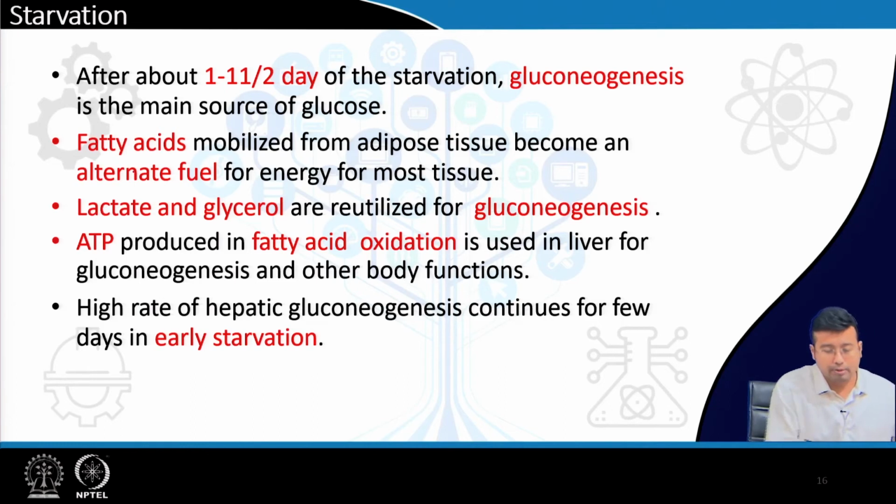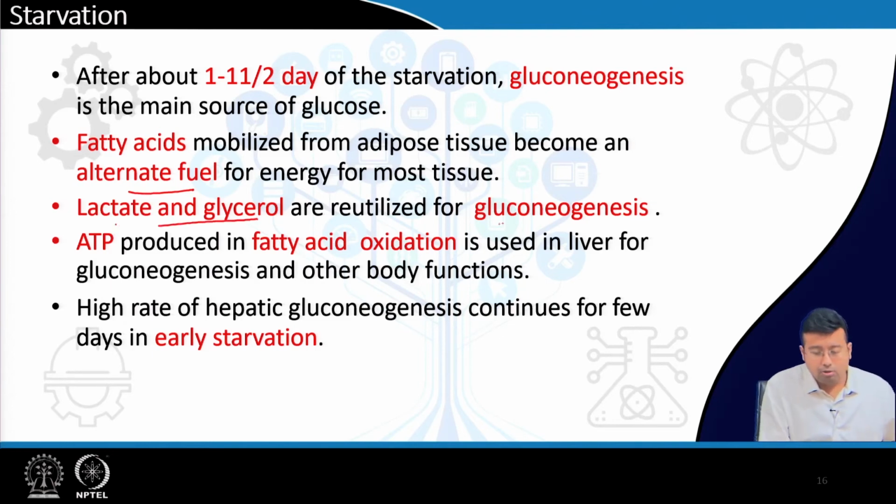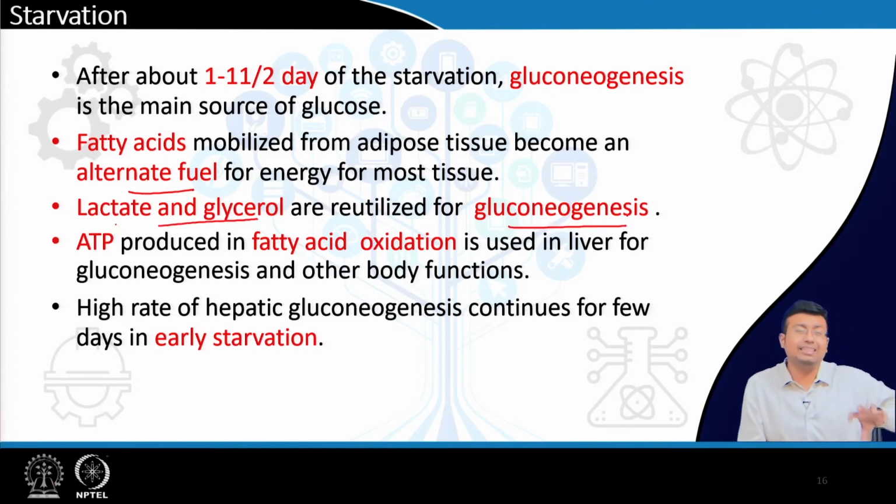Fatty acids are mobilized from adipose tissue and become an alternative fuel for energy for most tissues, as well as lactate and glycerol are reutilized for gluconeogenesis. Why? See, after the entire carbohydrate source is done with, the body will try to search for alternative sources of energy, and by this time the fats of the body start to get utilized, right? And the glycerol and lactate that are produced from this lipolysis are reused as substrate for gluconeogenesis, right?